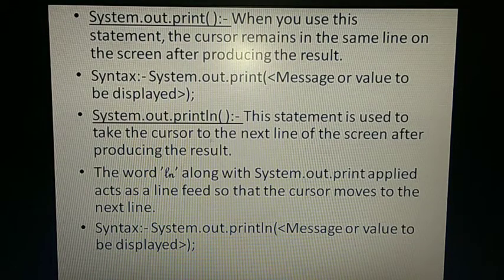Under SOP, the cursor remains on the same line of the screen after producing the result, and in SOPLN, the cursor moves to the next line of the screen after producing the result. So with SOP, the cursor stays on the same line, and with SOPLN, the cursor goes to the next line when you are producing the result. So this is about your output statements.